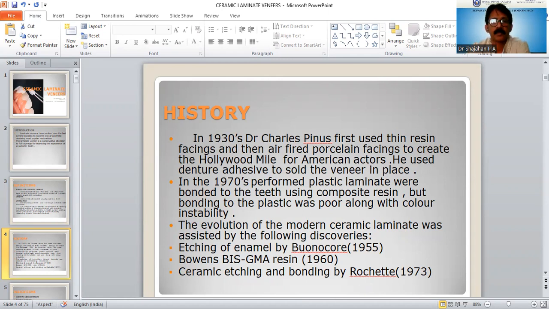So today we are dealing with this material, which was very popular before, but it is not very much used in clinical situations nowadays. It is mainly used for the duplication of casts in the laboratory.